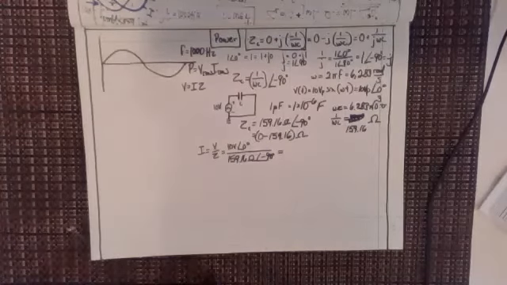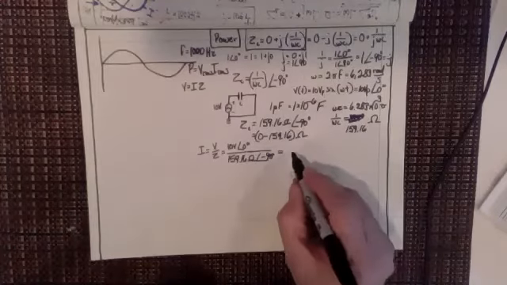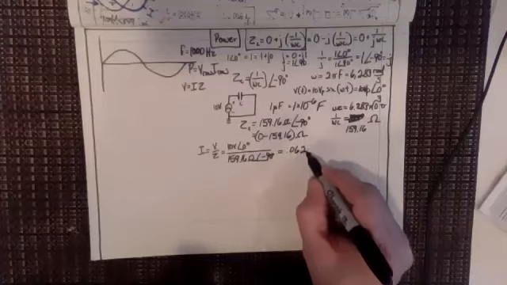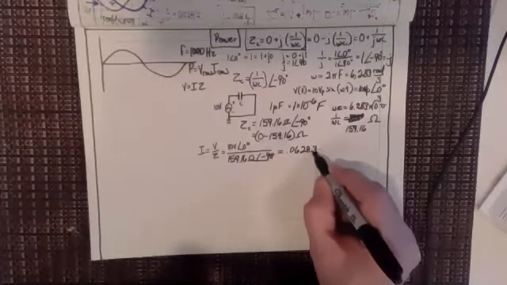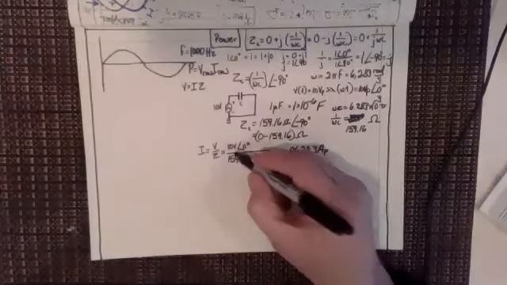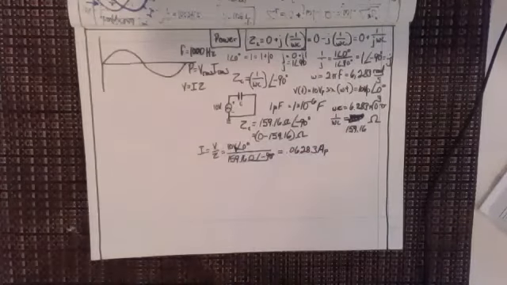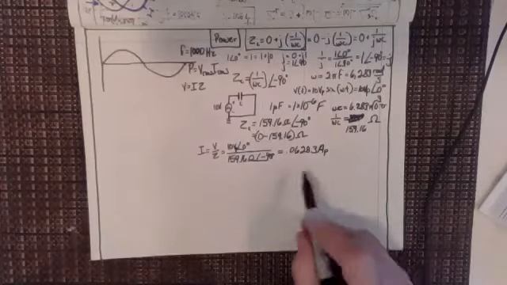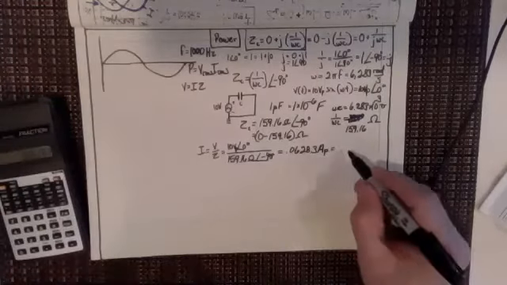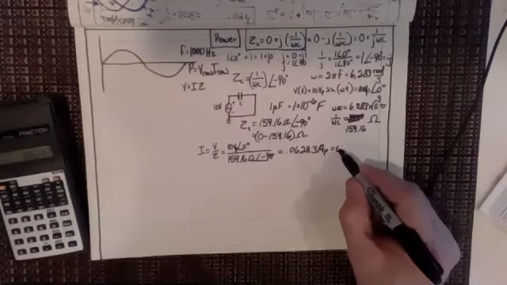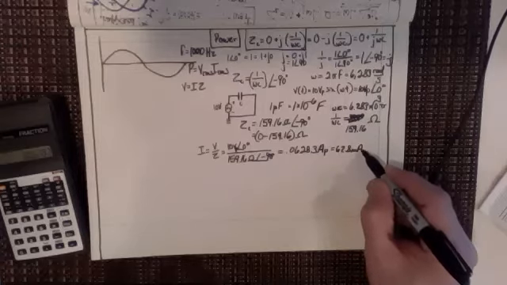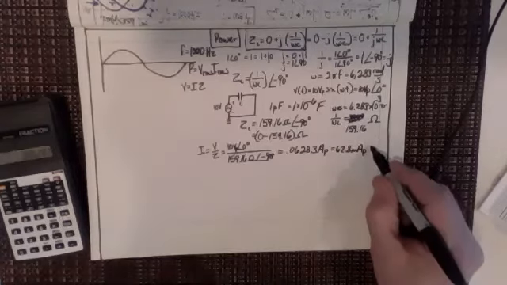So I get 0.06283 amps. And that would be peak, wouldn't it? Because we're talking about peak voltage right there. So I could also write it out as 62.8 milliamps peak, right? Oh, I forgot our angle.